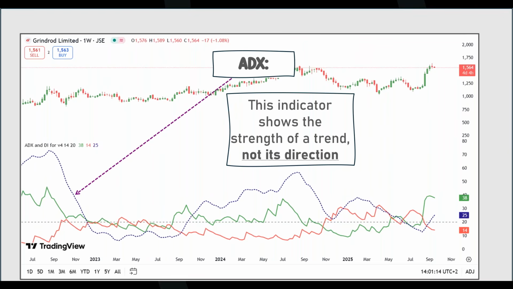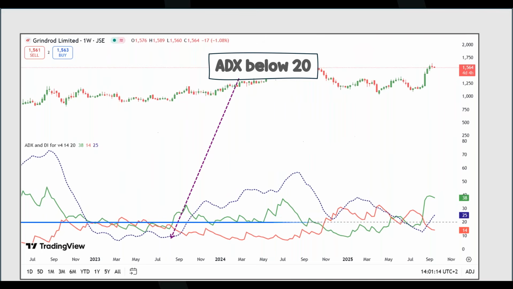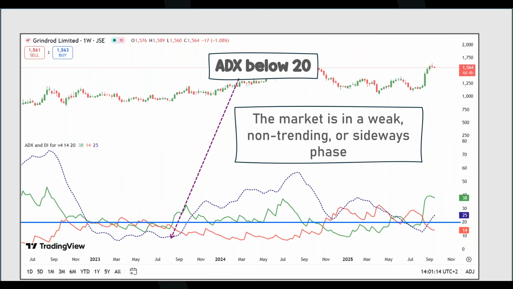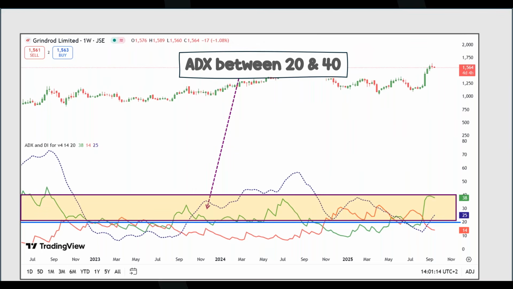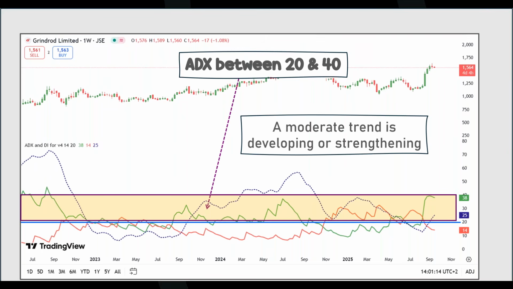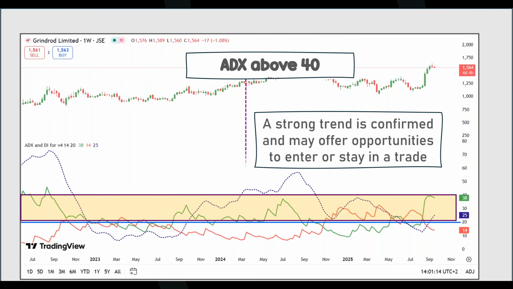So ADX measures the strength of the trend, not direction. When it trades below 20, it means the market is really trading sideways. It's not doing much. When it starts trading between 20 and 40, it means that momentum is starting to pick up. Above 40, it just means that it has developed a strong trend. Most people like it when it's at 40, and let's stay in the trade for as long as it's trading above 40.